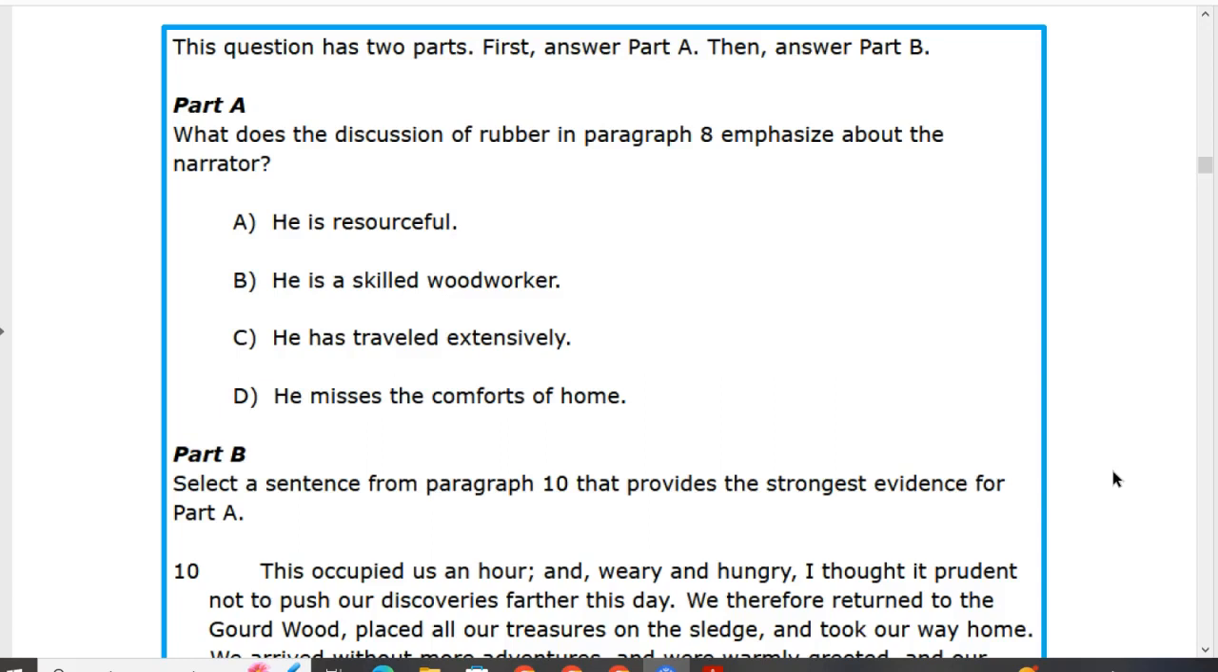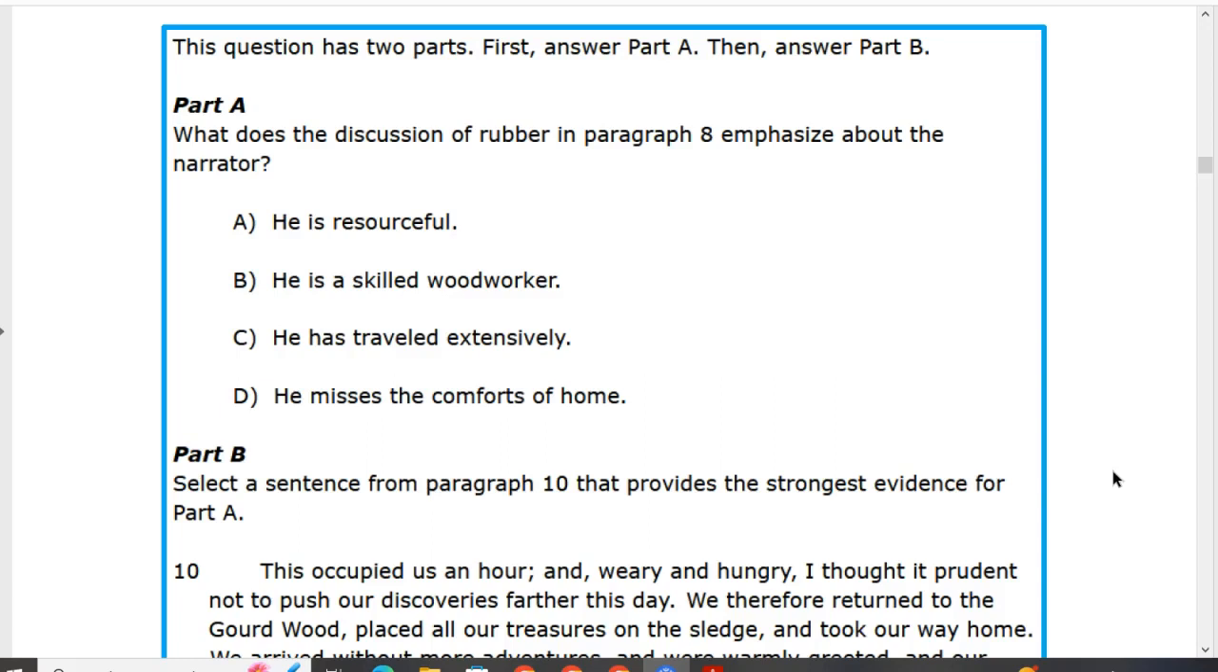What does the discussion of rubber in paragraph 8 emphasize about the narrator? So, who had A? He is resourceful. B, he is a skilled woodworker. C, he has traveled extensively. Or D, he misses the comforts of home.